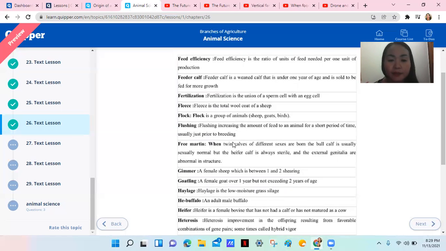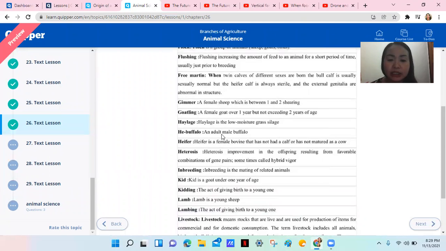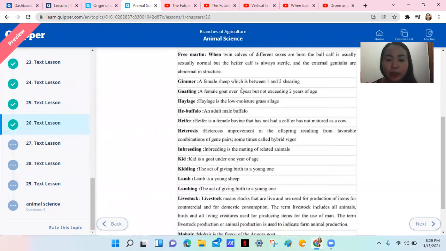So we have freemartin. When twin calves of different sexes are born, the bull calf is usually sexually normal, but the heifer calf is always sterile, and the external genitalia are abnormal in structure. Gimmer is a female sheep between one and two shearings. Goatling is a female goat over one year but not exceeding two years of age.